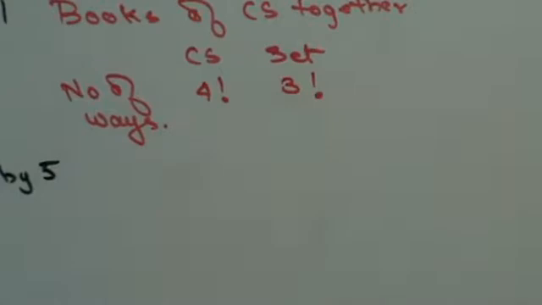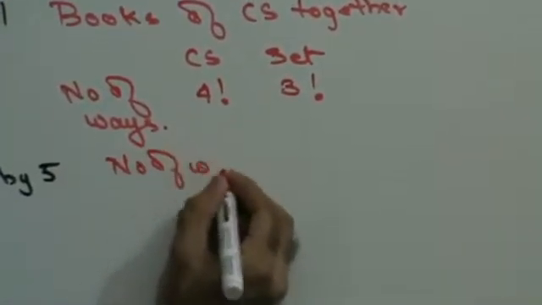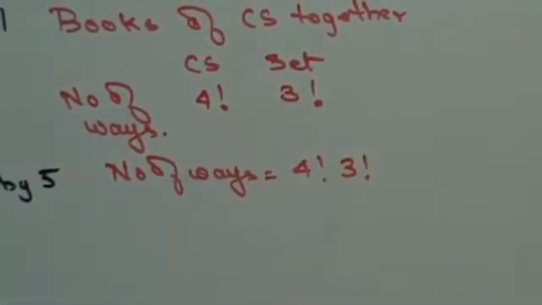They haven't said anything about the maths books. So each book of maths will be treated as one set. There are 2 books of maths, so 2 sets plus 1 set of computer science. So there are 3 sets of books there. So the number of ways is going to be 4 factorial into 3 factorial.